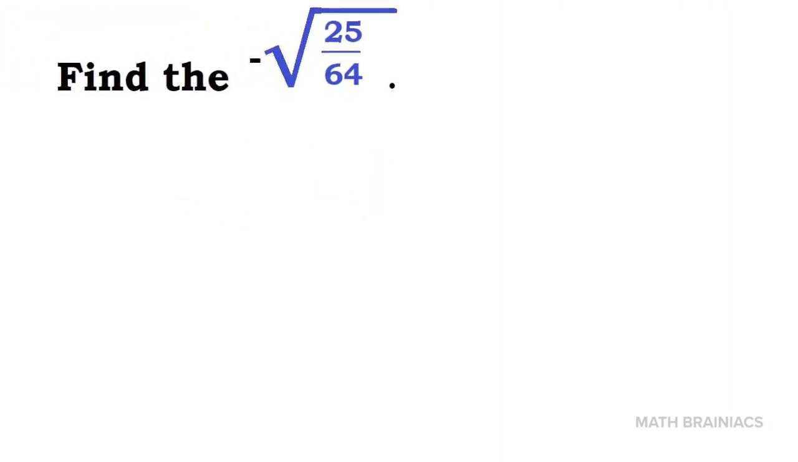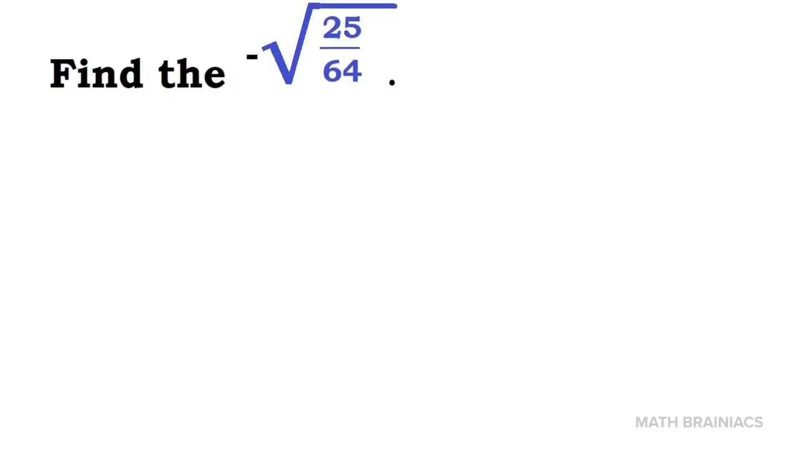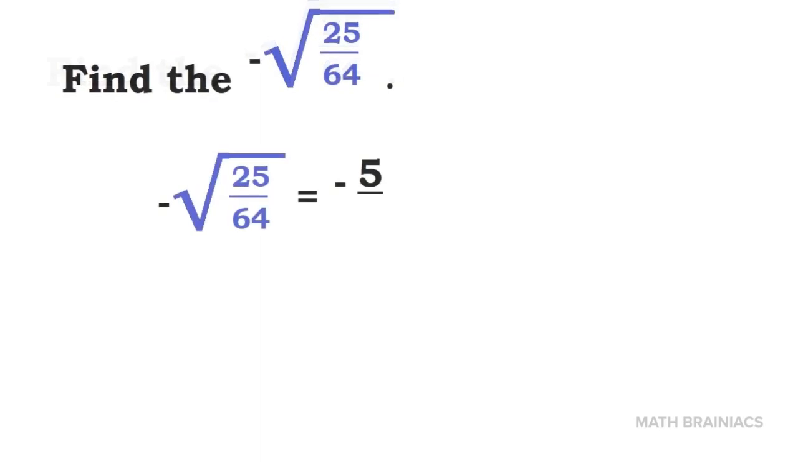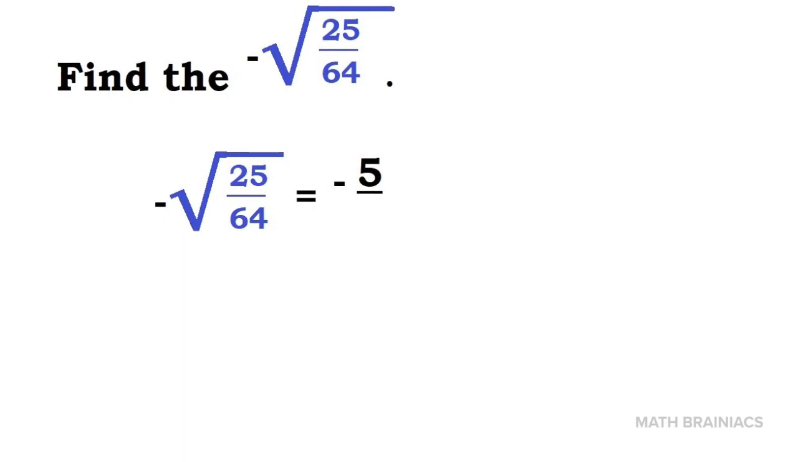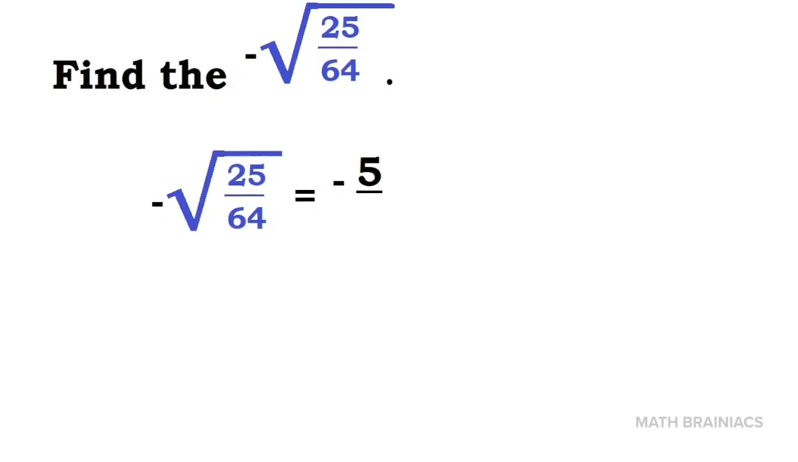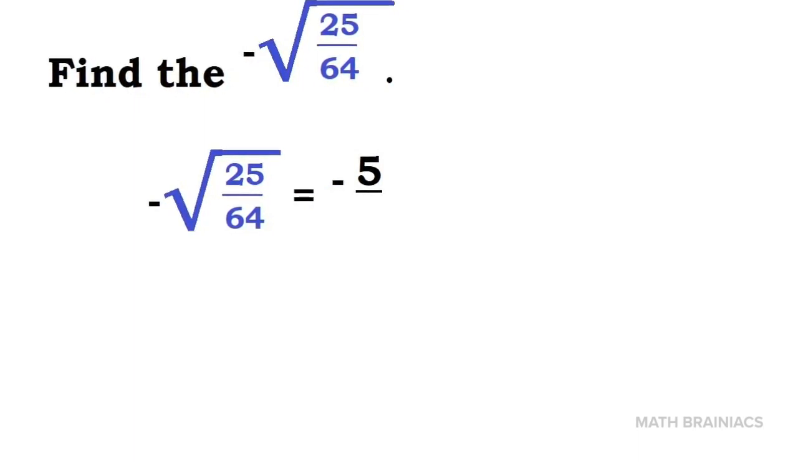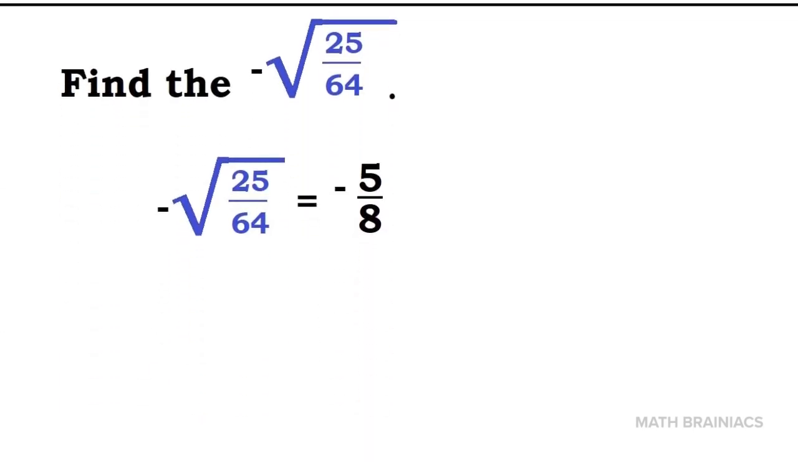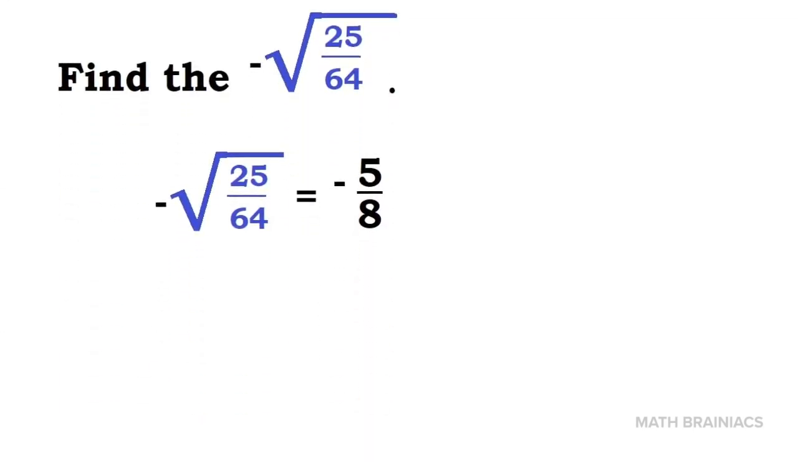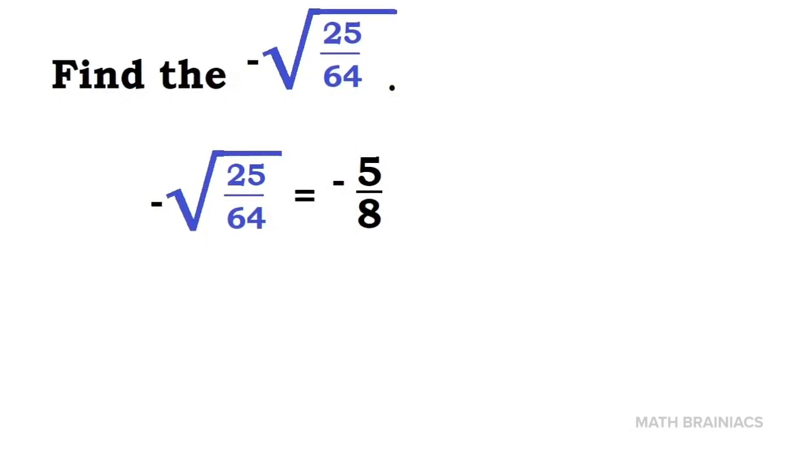What if we have a negative sign outside the square root? Let's find out what is the answer for the negative square root of 25 over 64. If we have a negative sign outside the square root, don't forget the negative sign on the answer. Let's work first on the numerator. Square root of 25 will give us 5. I wrote straight away the negative on the answer. And square root of 64 will give us 8. Accordingly, negative square root of 25 over 64 is equal to negative 5 over 8.